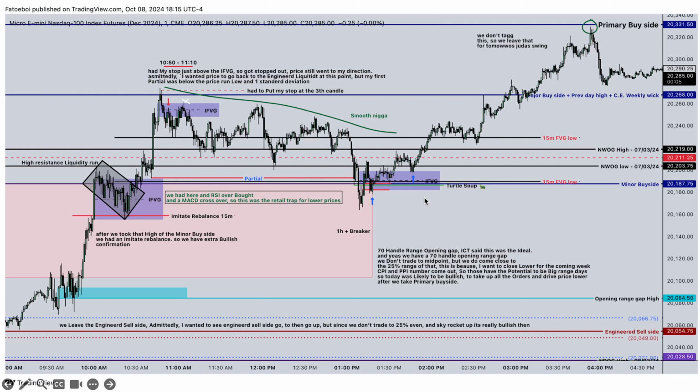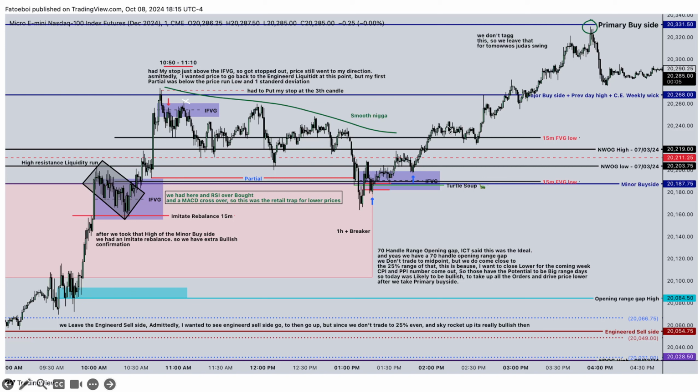We wait for 1:30 to 2 p.m. That's the opening range gap, the opening range of the PM session. We see what happened during the PM session. We see an inverse fair value gap in here. We trade back into that. The bodies are respecting that. Once we trade to the high of that, we see an immediate spike up.